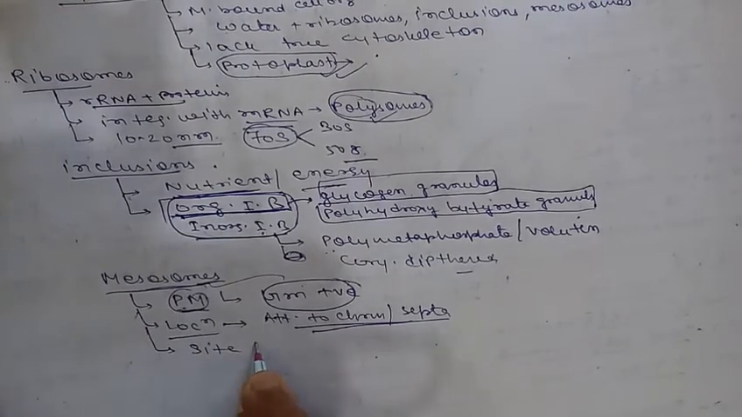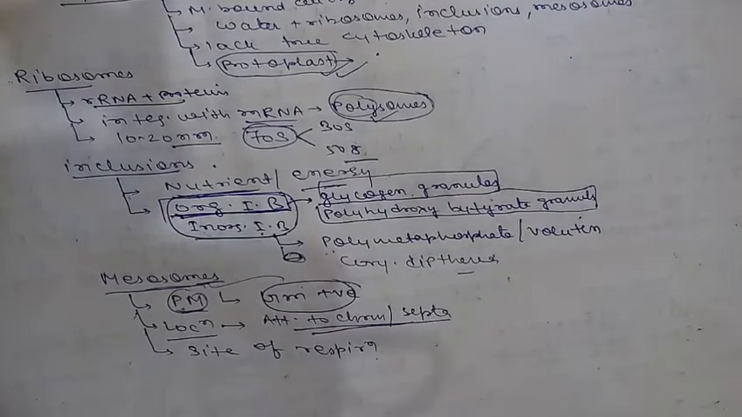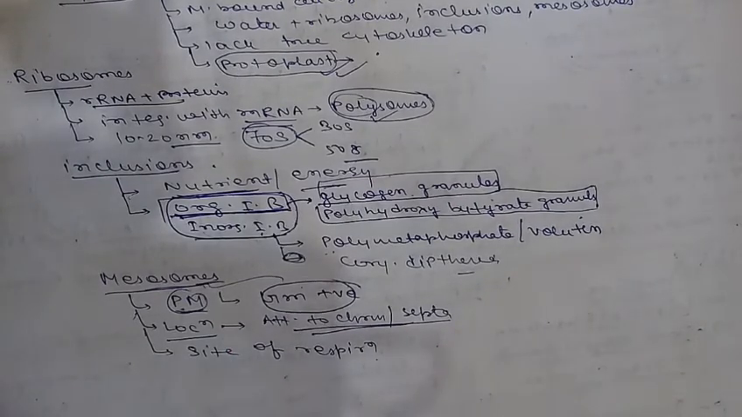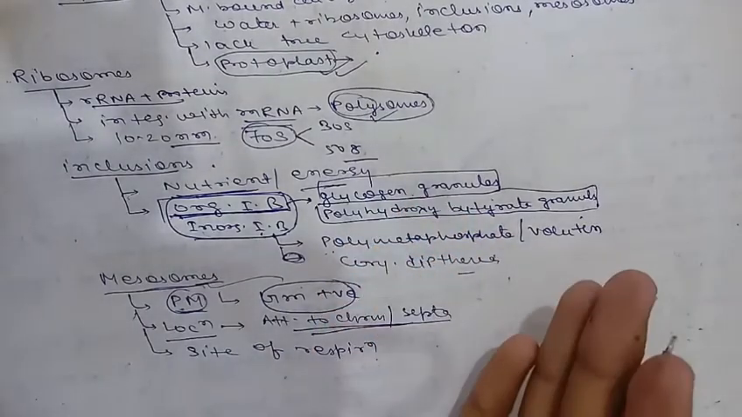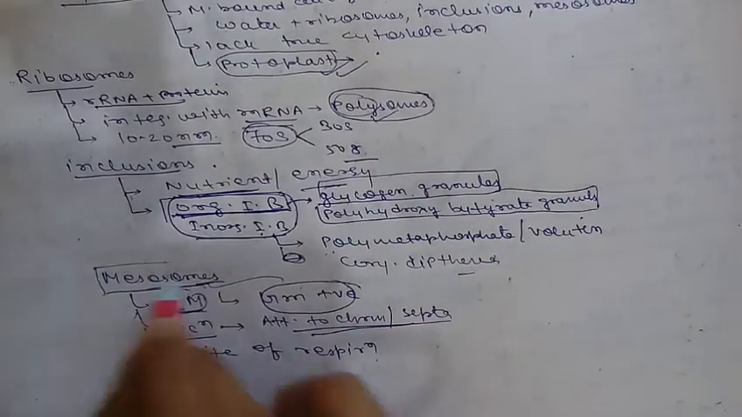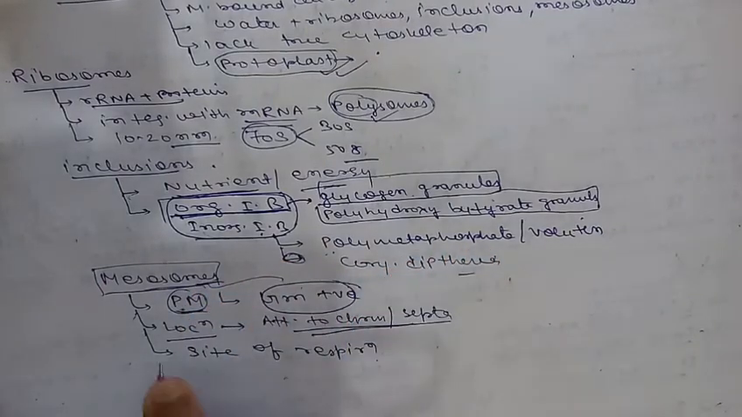Now the functions of the mesosomes. The first function is that it is the site of bacterial respiration. The mesosome possesses respiratory enzymes, and these enzymes are analogous to the mitochondria of eukaryotes. The enzymes present in mesosomes are analogous to the enzymes present in mitochondria.